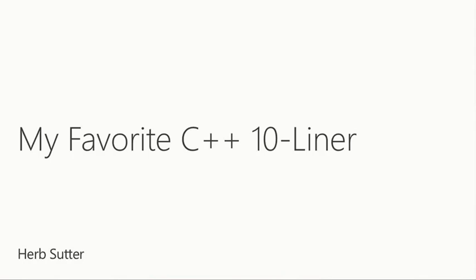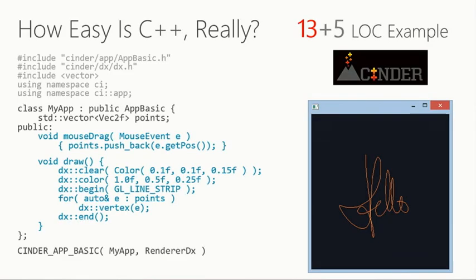So what we're going to do here is, let me make sure that I'm on the right slide. There we go. My favorite C++ 10-liner. You may know from earlier that I have a new favorite 13 line of code. But it's not 10, so I can't use it, unfortunately. But I'll use it to demonstrate that I am not counting includes and usings. It doesn't have to be a whole program.